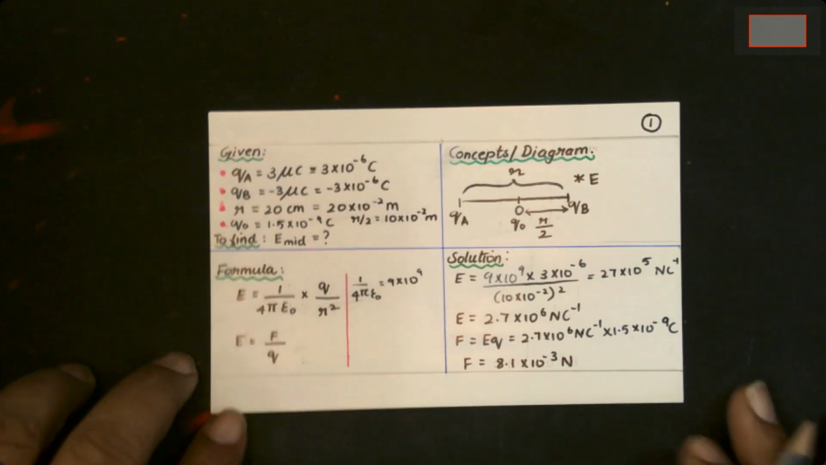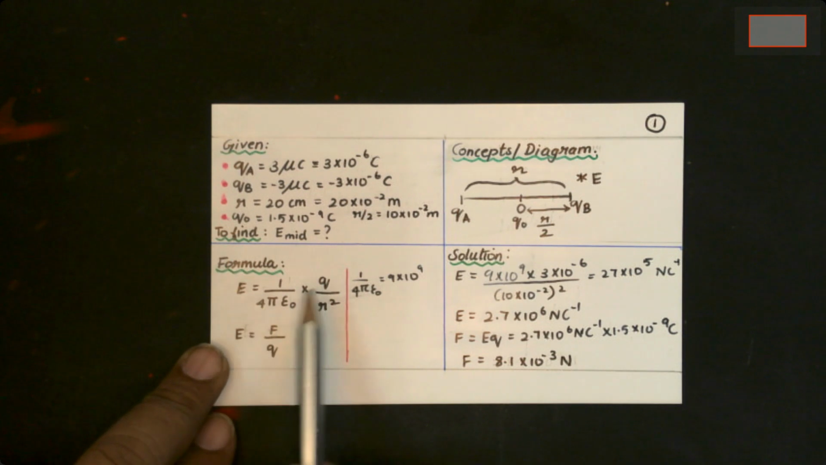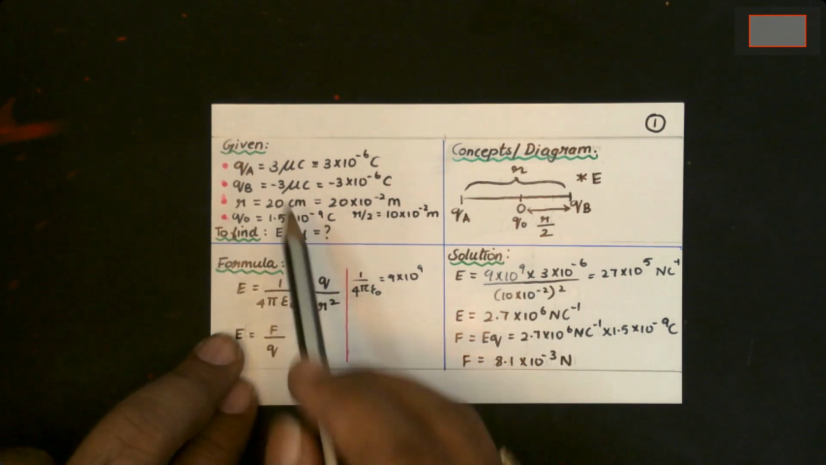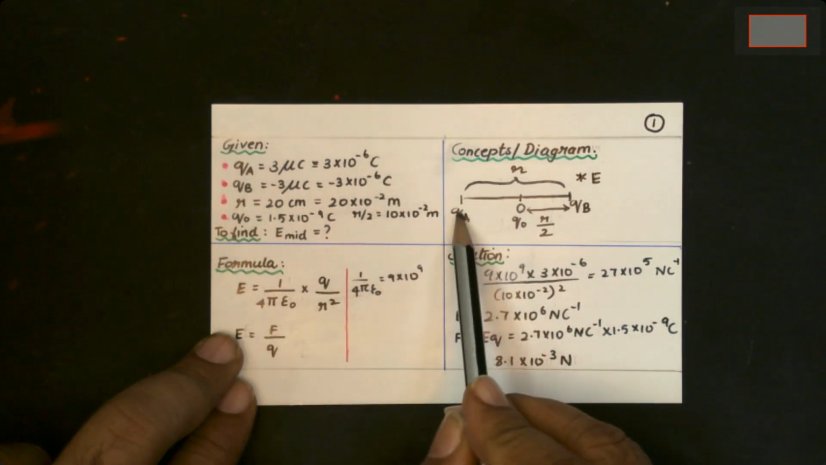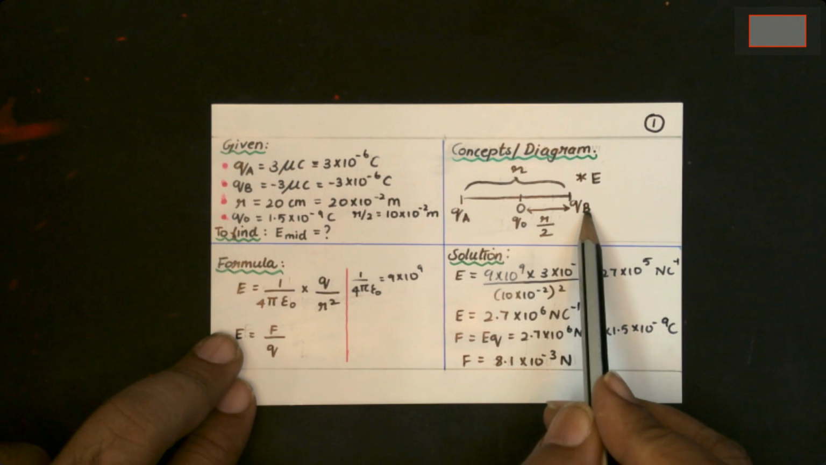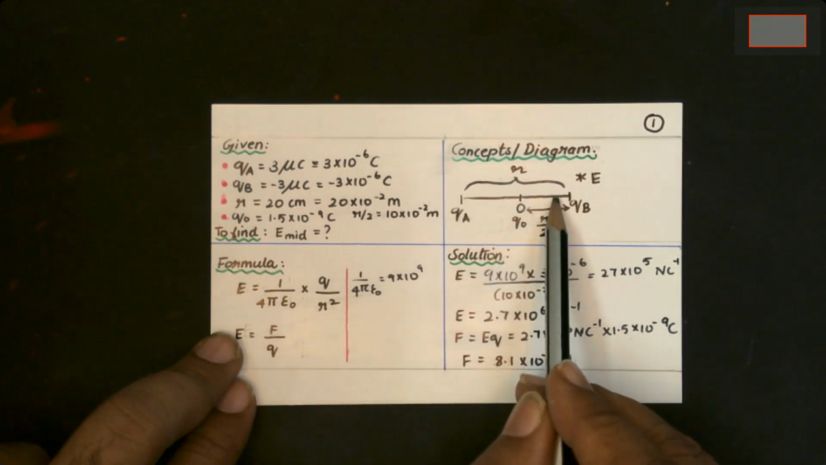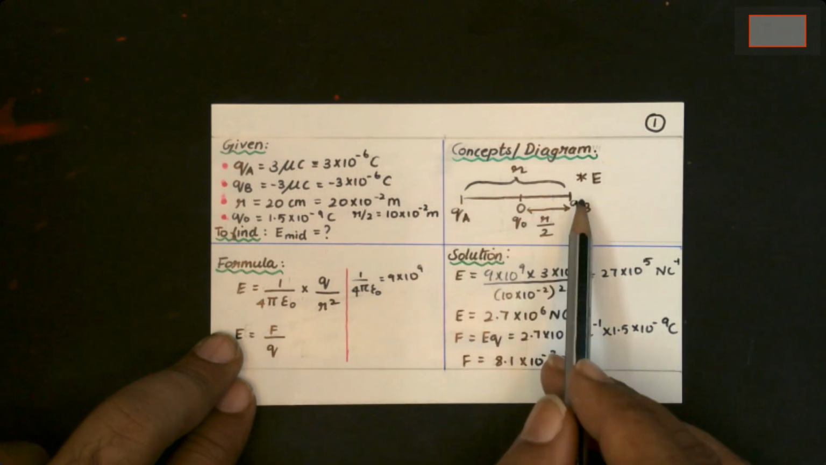Now let me explain about Coulomb's inverse square law. Let us consider two charges Q A and Q B. They are separated by the distance r.